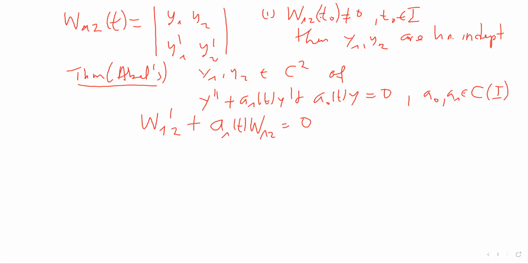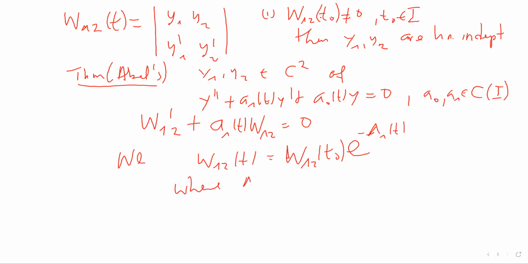From this we can solve for W12. We solve for W12 from here, and then we have W12 of t0 times the exponent of minus A1 of t, where A1 of t is nothing else but the integral from t0 to t of a1 of s. So this is what we said about using Abel's theorem.